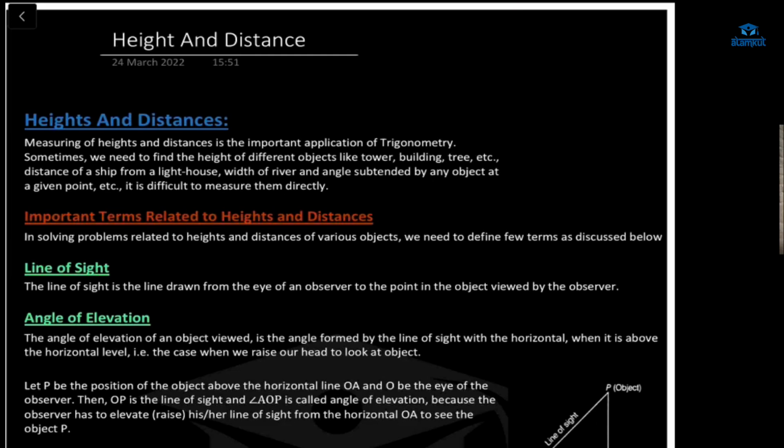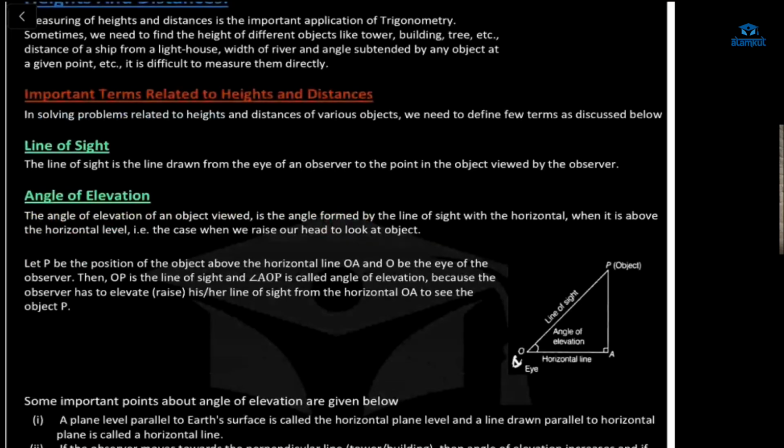Before starting height and distance, only numericals are here. All the trigonometric identities that you have studied, mainly your degree angle values, will be used, and your main formulas of sin, tan, cos theta. Now some common definitions, or terms related to height and distance. We should know the basic terms.